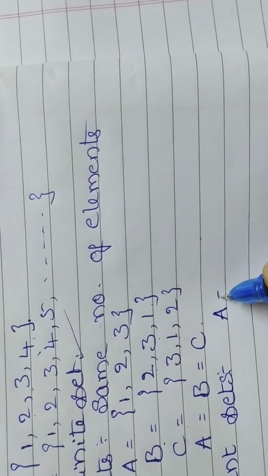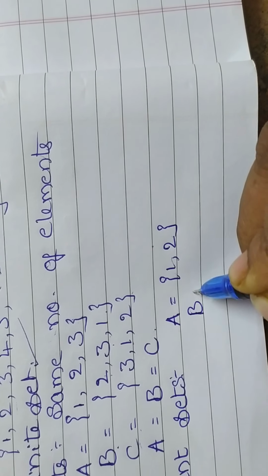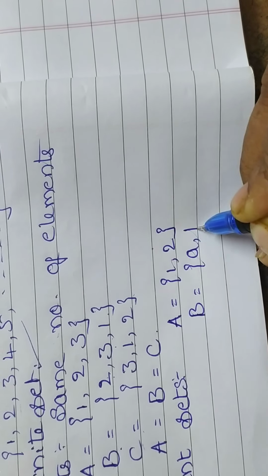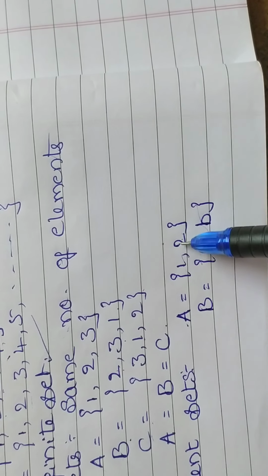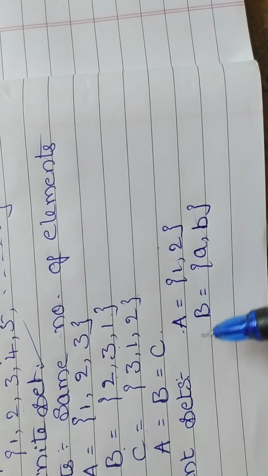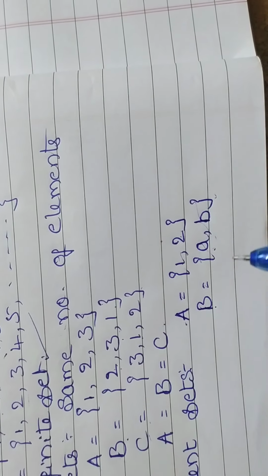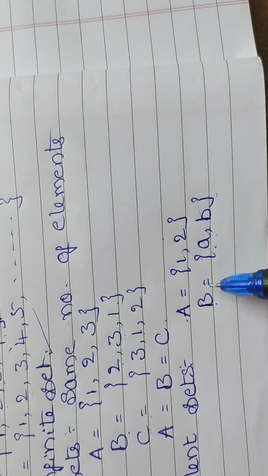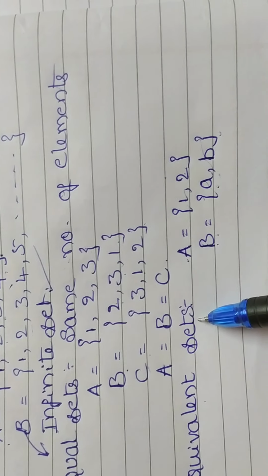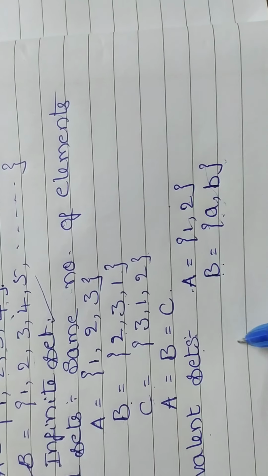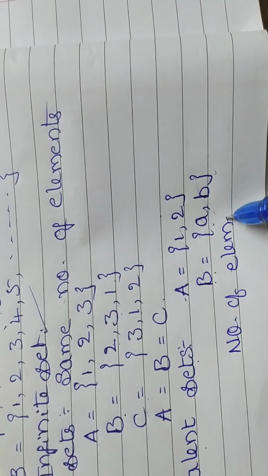Suppose A equals {1, 2} and B equals {a, b}. Here the number of elements of the set A is 2. For the set B also 2 elements, but they are different. But even though they are different, if the sets have the same number of elements, then we can say that the given sets are equivalent sets. So it should contain the same number of elements.